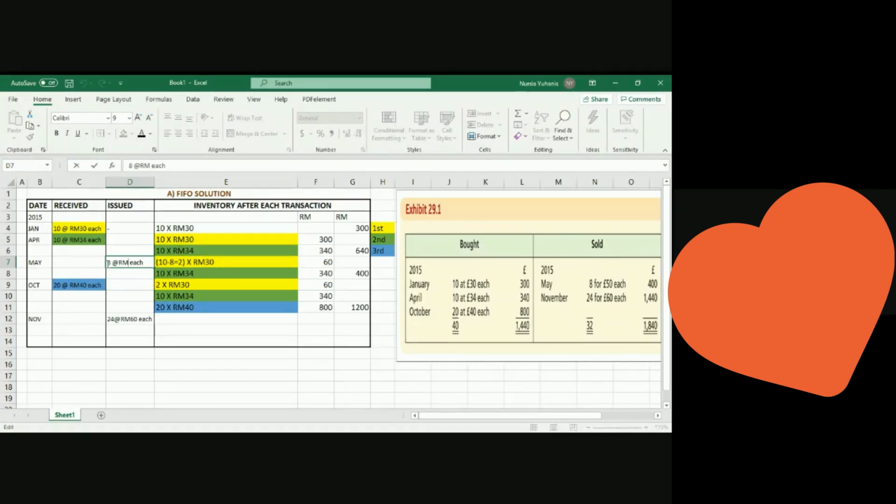So the 8 materials refer to the previous one you take from the first stock. So the first stock, how much? 30. So it's matched that you take the 30 ringgit, not the 34. So here, you need to split this 24 items according to these 3 groups of stock.